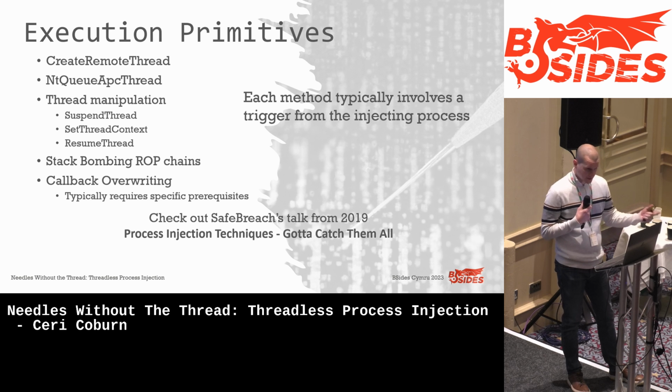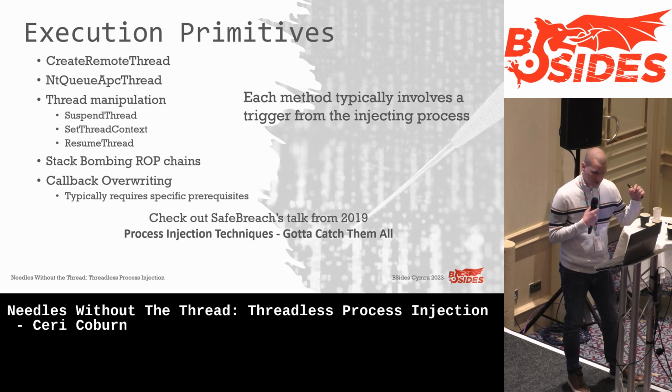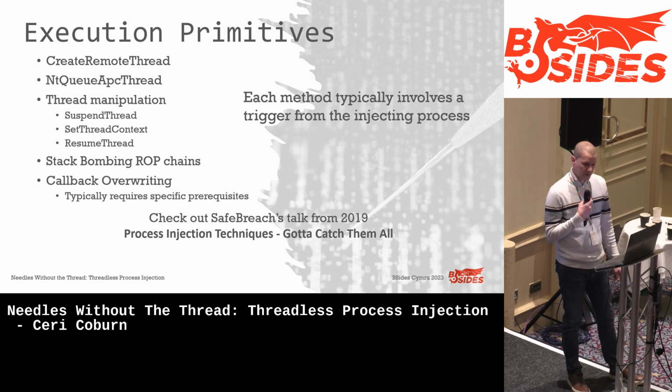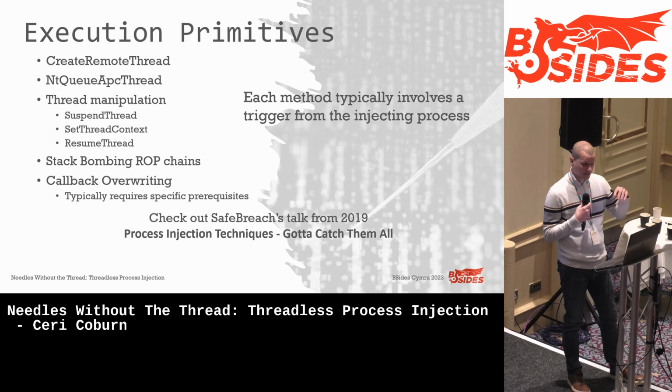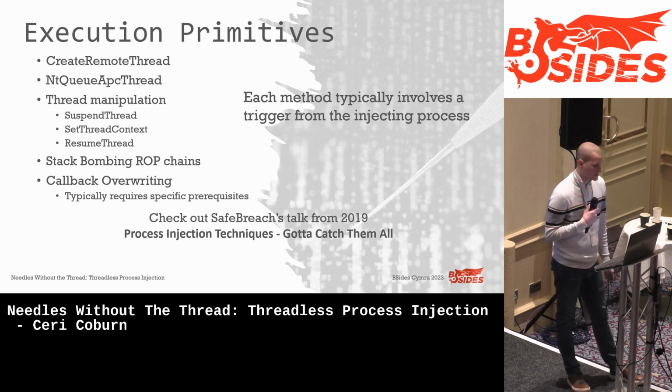ROP chains via stack bombing. So using the same trio of APIs as thread manipulation, but instead of setting the instruction pointer, you are manipulating the stack and writing to the stack, which will then potentially trigger ROP chains. But all of these actions basically involve an interaction from the injector process to the target process.